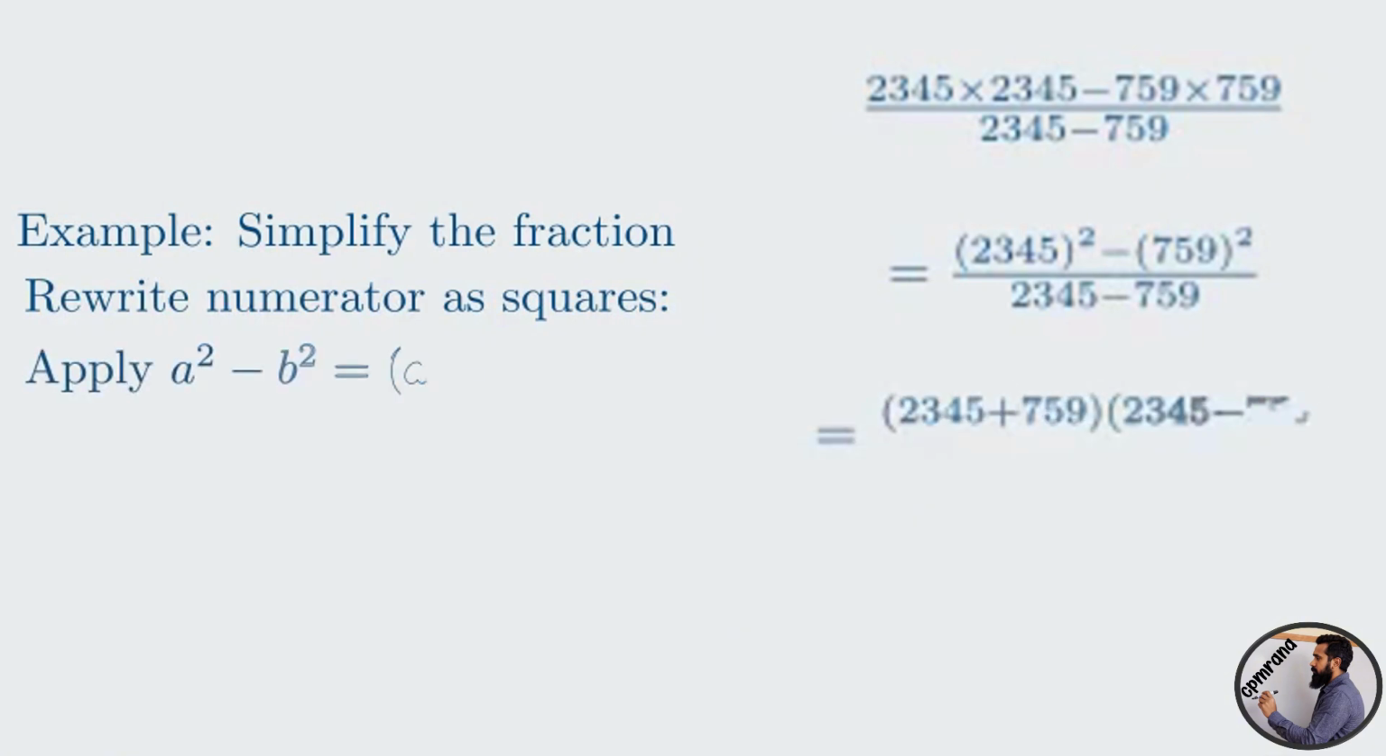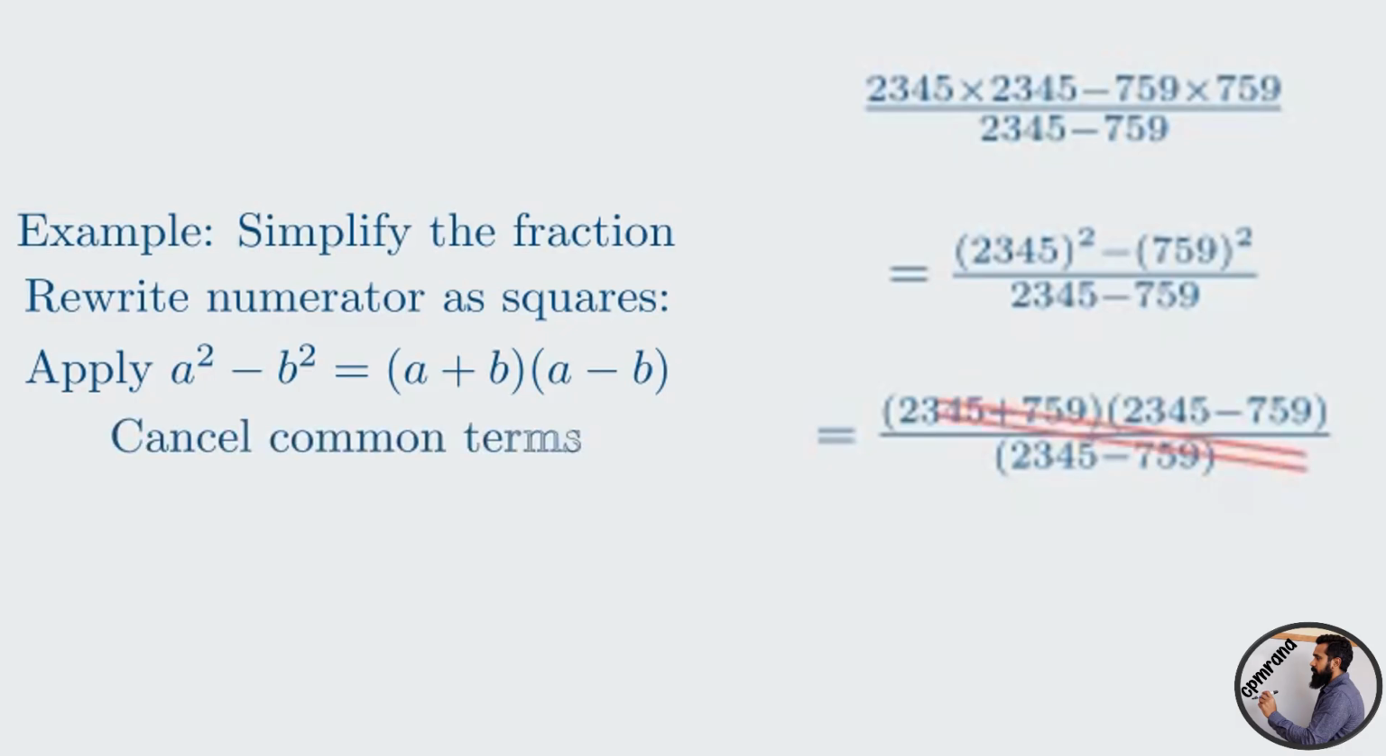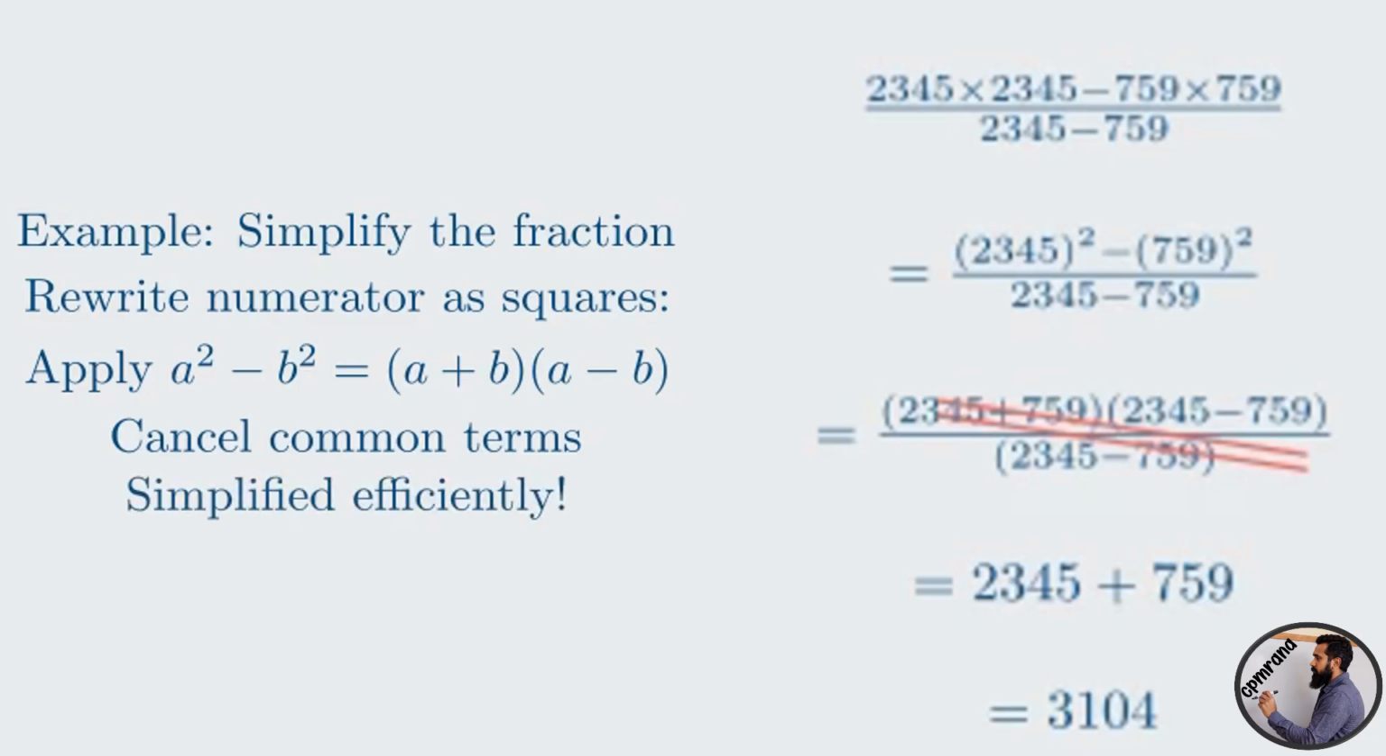The numerator now matches the identity, a squared minus b squared, which factors into (a plus b) times (a minus b). Notice that we have the term 2,345 minus 759 in both the numerator and the denominator. We can cancel these out. This leaves us with a very simple addition problem. When we add these numbers together, we get our final answer, 3,104. By identifying the difference of squares, we avoided large multiplications and a difficult division.